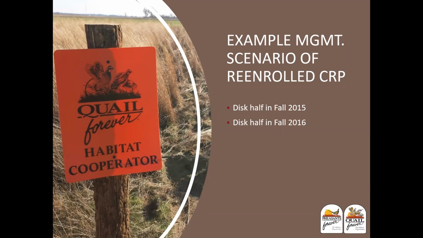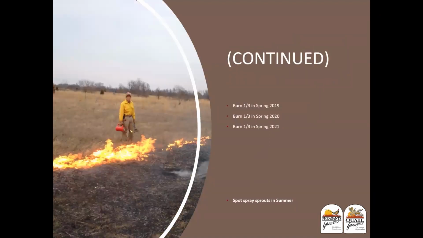So if you are 5 acres or less, you could disc half in the fall, 15 or 20, and then do half later. And then if you're larger than that, you work on burns or on thirds. So you could do a burn on 1/3 of the acreage per year going through that. So it would be years 3 through 6 of your contract.